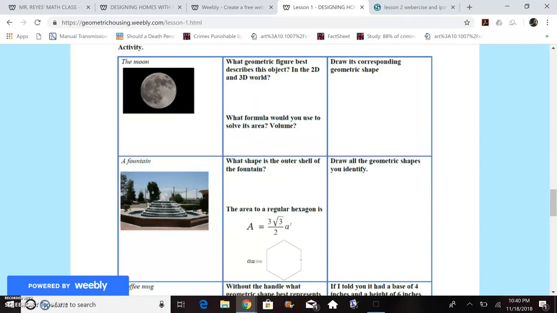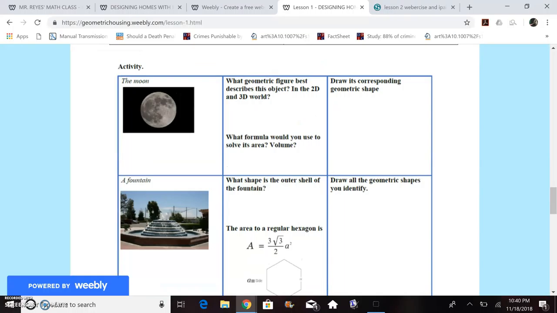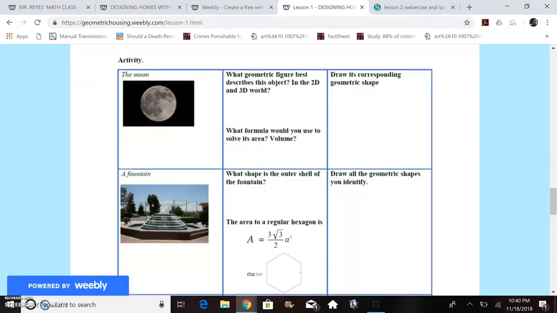Below you can see that another part of these guided notes is the activity. This is the activity that helps the students in knowing how to analyze daily-life-like objects into geometric figures. For example, the moon. They would have to know how to relate it or compare it to a geometric object we have discussed. As you can see in the picture in this perspective, it would be a circle, but it's also a sphere. And how would you find the volume of it? Well, you will use a formula.